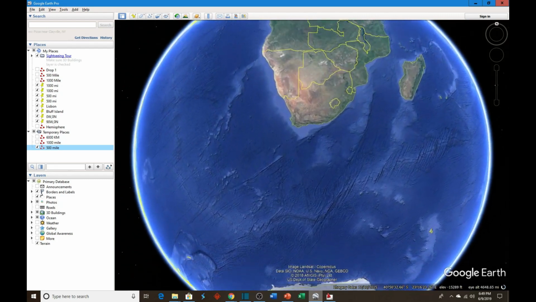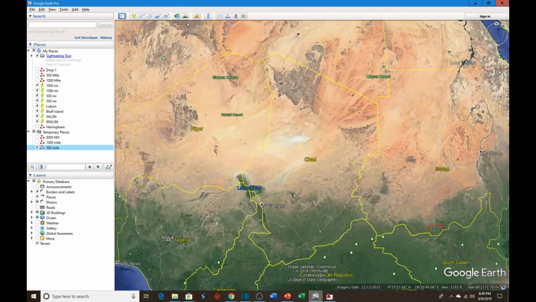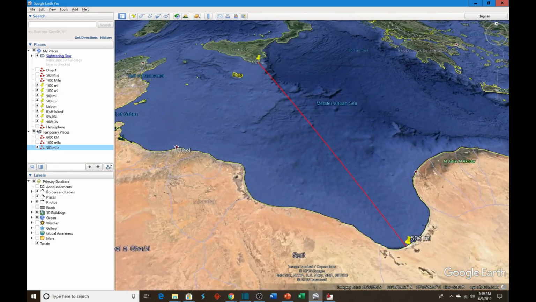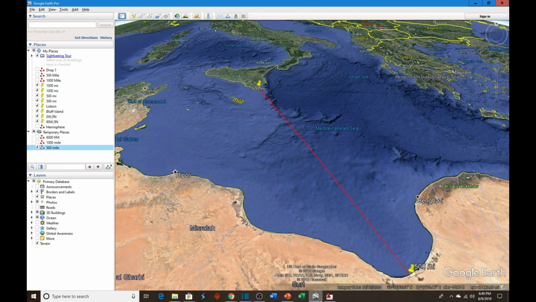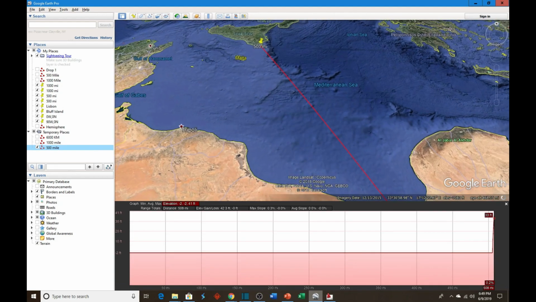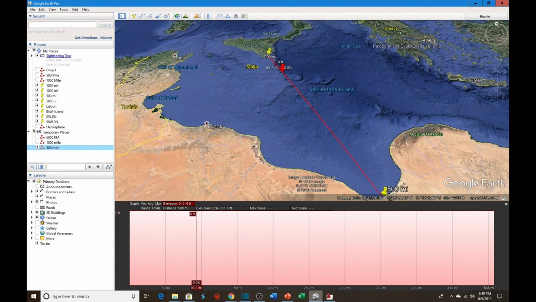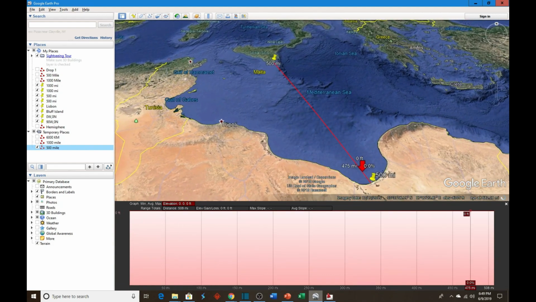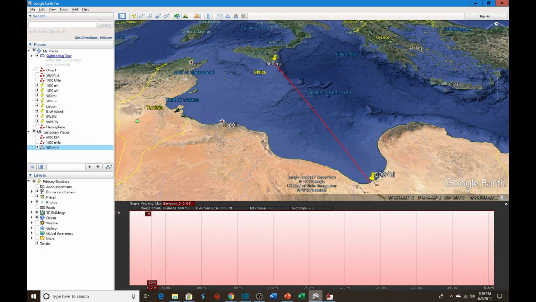Let's go to your 500-mile observation. From Libya over to Sicily, and there's your line. That thing right there. And we'll show the profile just like you did. And sure enough, you'll see sea level all the way across. But there's a reason why you see sea level all the way across there at the same elevation.